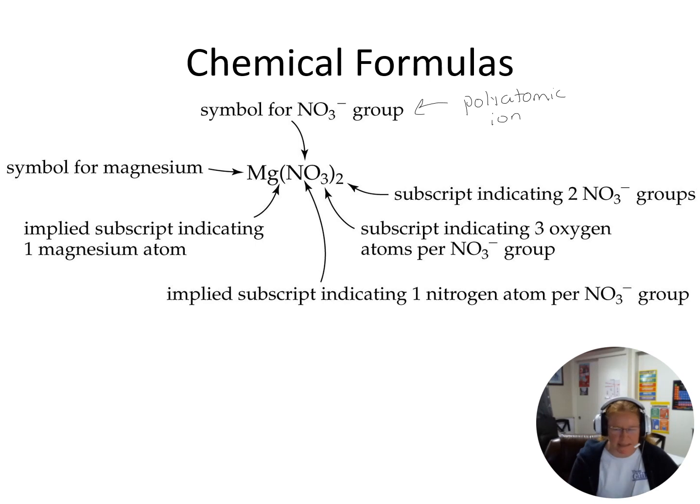Now, if we only have one of a polyatomic ion, we don't use the parentheses. So let's say I had something like potassium nitrate. I would write that as KNO3. Okay, I only have one potassium and I have one total nitrate group. So we only use those parentheses if we have multiple of a polyatomic ion group.